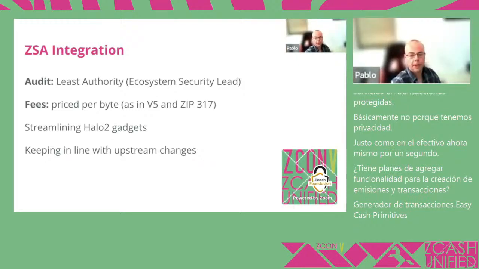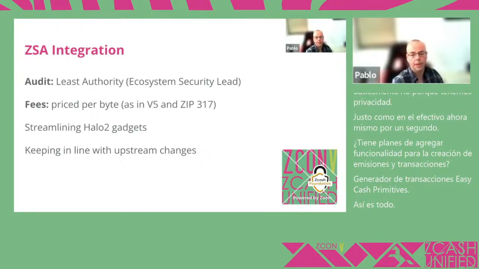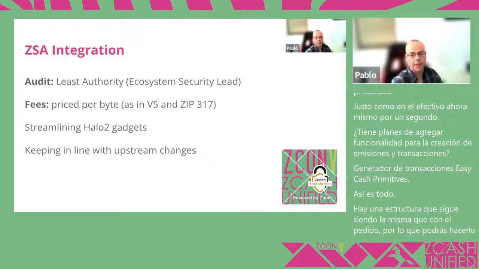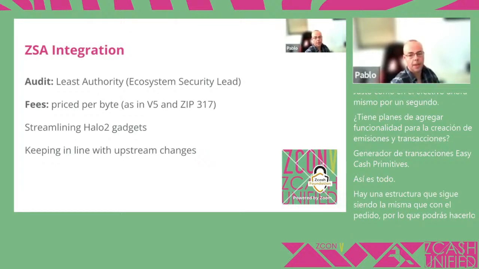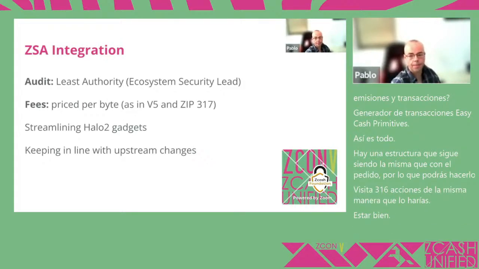So everything is added as part of transaction V6. And of course, the builder structure remains the same as with Orchard. So you build V6 transactions in the same way that you would build V5 transactions, just with a different set of parameters. So yeah, it's going to be part of the transaction builder.